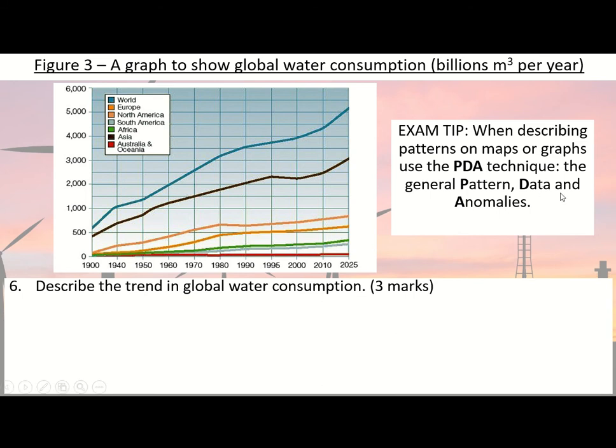That's pattern and data. And then anomalies. Well, actually, you look at Oceania, which hasn't gone up very steadily. In fact, Oceania is barely registering on there for the entire duration of this period. So pattern, data, anomaly, great.